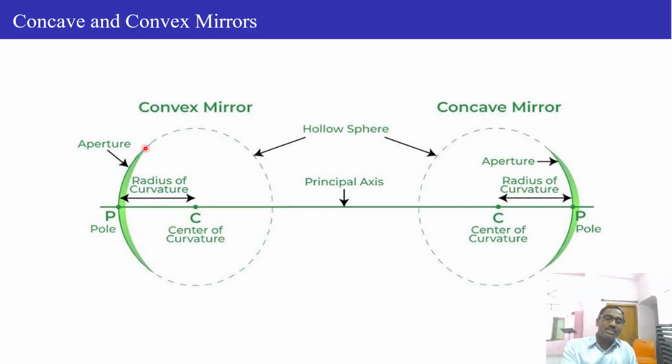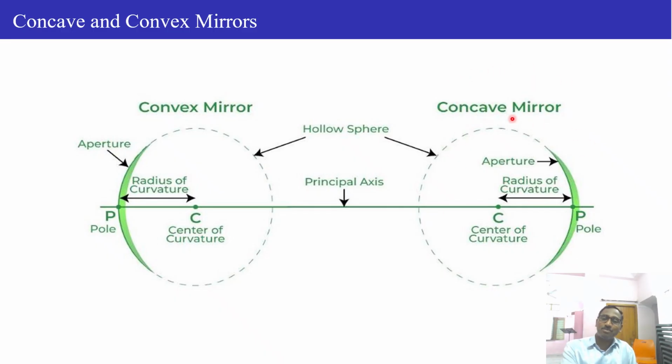Okay, this is a convex mirror. Why am I saying this is a convex mirror? Because the outer curved surface is a reflecting surface, and the inner curved surface is a painted surface. So if the outer curved surface is a reflecting surface, we say that mirror is a convex mirror. Got it? Now come to the concave mirror.